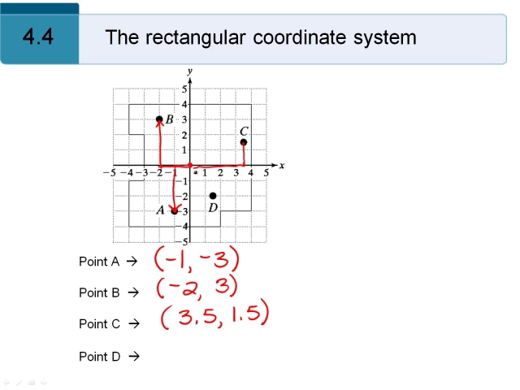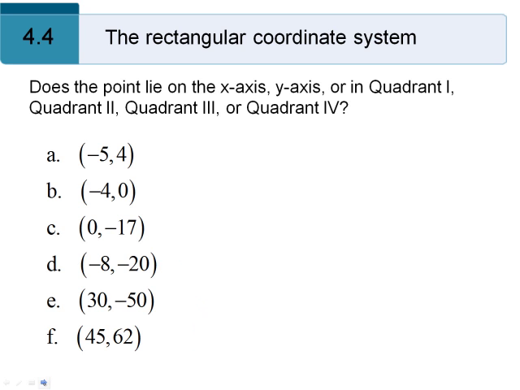And letter D. So go over, it looks like it's about right between the 1 and the 2. So that's 1.5. But then I have to go down, and it's right on the line at -2. It's right even with the -2. So the y coordinate there is -2. And I'm pretty sure that's it for 4.4. Oh, nope, I was wrong.